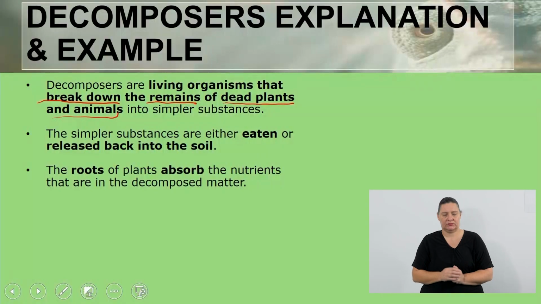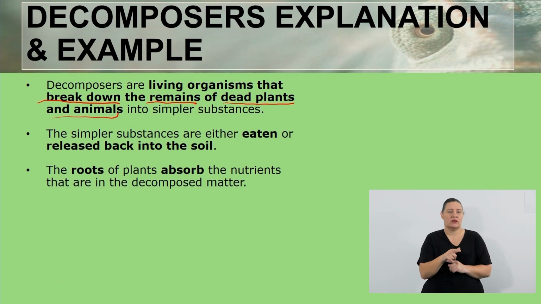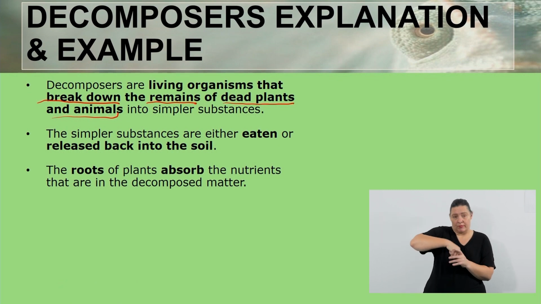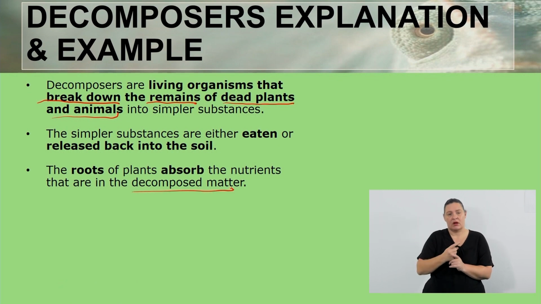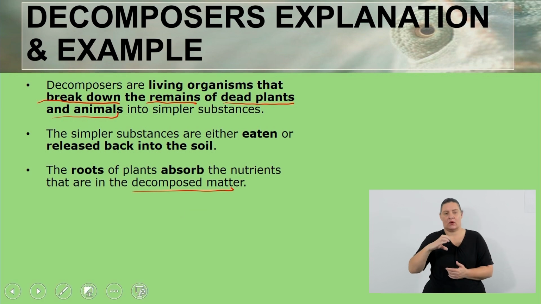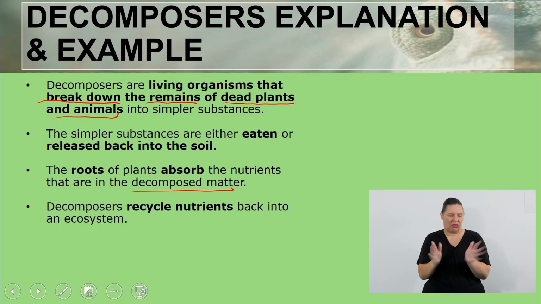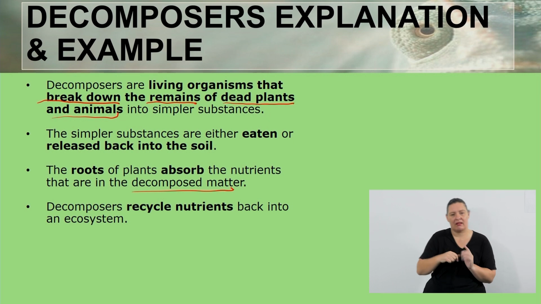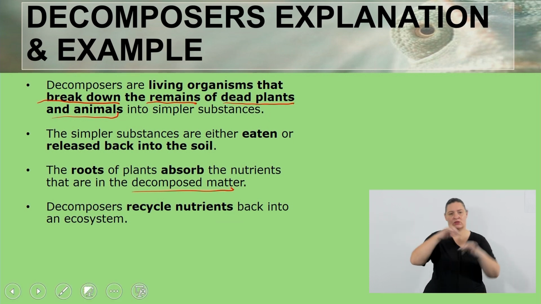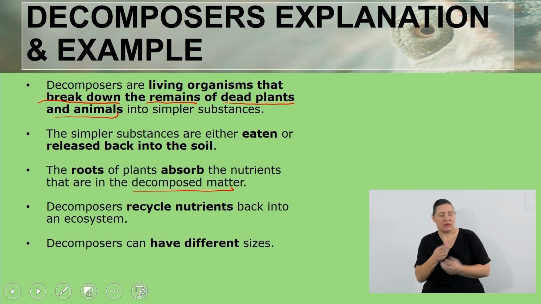So when the decomposers break down these remains of dead animals, they consume them, and then the remaining parts are absorbed by the soil and into the plants as nutrients. The roots of the plants will then absorb the nutrients that are decomposed matter, like I've explained earlier. Decomposers recycle nutrients back into the ecosystem. And they have different sizes.